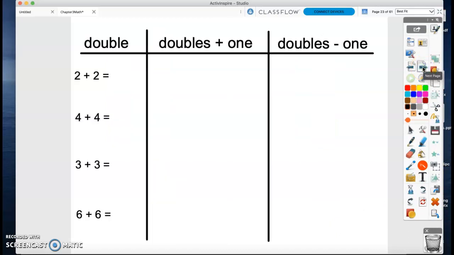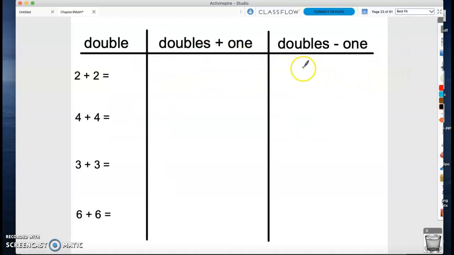All right, we need to figure out what our doubles plus 1 fact is and our doubles minus 1 fact is. So the doubles fact is 2 plus 2. And I know that 2 plus 2 is 4. When I do a doubles plus 1 fact, one of my add-ins stays the same. So it's going to be 2, which would be the double. But then I'm going to add 1. I'm going to add that 1 to my other add-in. So I'm going to add 1 to 2, so 2 becomes 3.